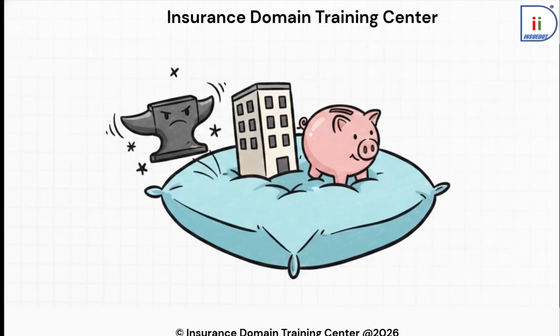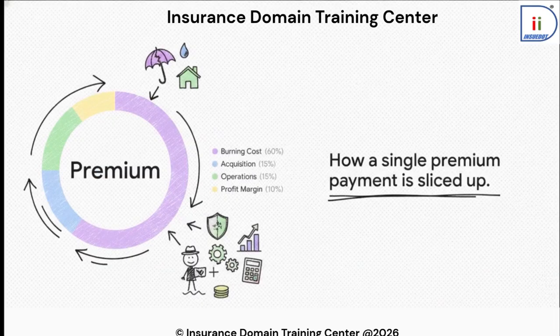Let's just pull all of this together into a single view. A single premium payment from a customer is carefully sliced up by those actuaries. You've got the large slice for the burning cost to pay the actual claims. You have a slice for acquisition costs to pay the agents. A slice for operating expenses to keep the lights on, and the final slice for the profit margin, complete with that all-important room for error. Every single piece must be perfectly balanced.